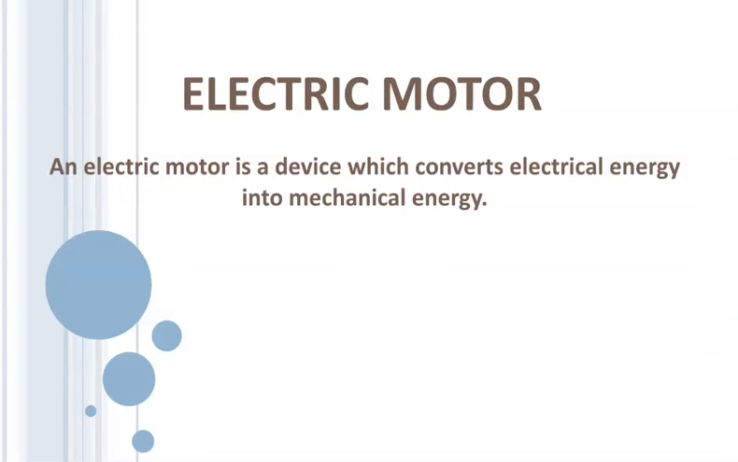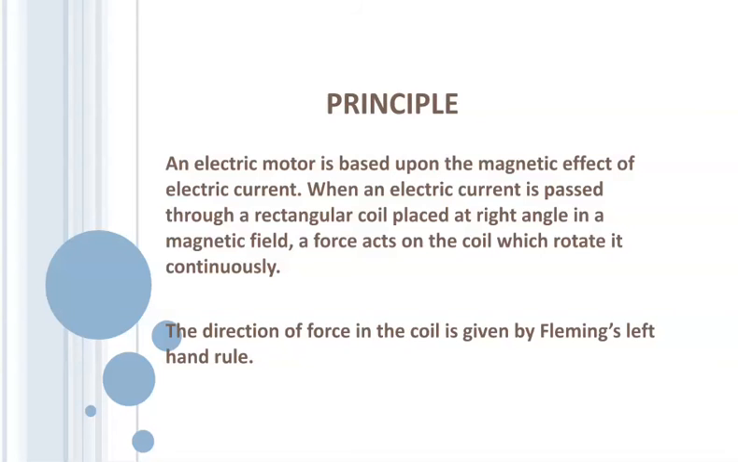Now, what is the principle of electric motor? Electric motor works on the principle of magnetic effects of electric current. When an electric current is passed through a conductor placed perpendicular in a magnetic field, a force acts on the conductor, as a result of which the conductor begins to move and work is obtained. That is, mechanical energy is obtained. The direction of force is obtained with the help of Fleming's left hand rule.